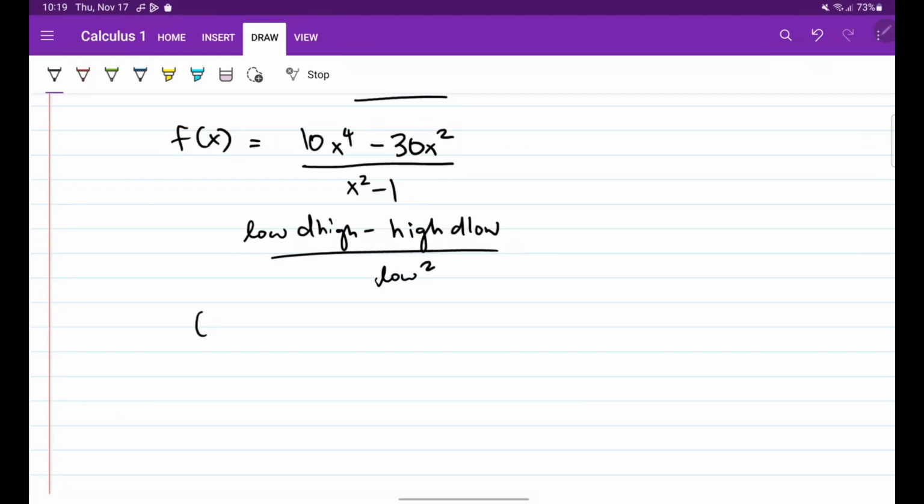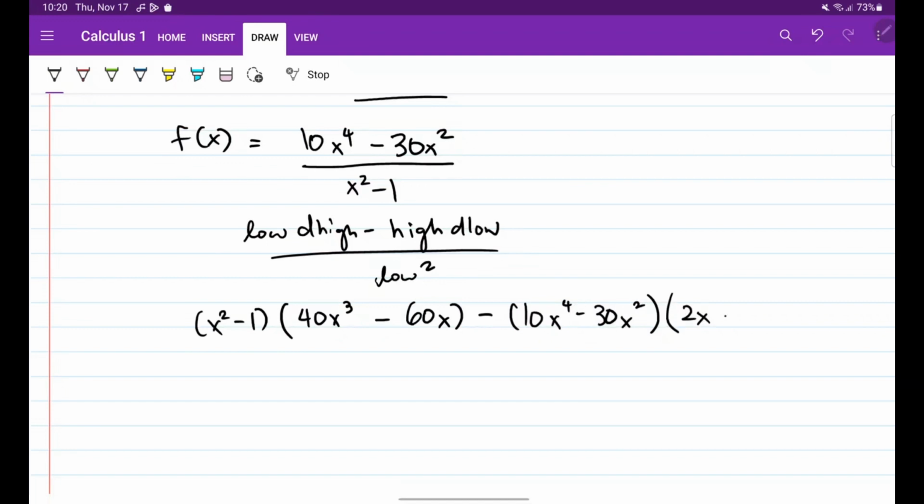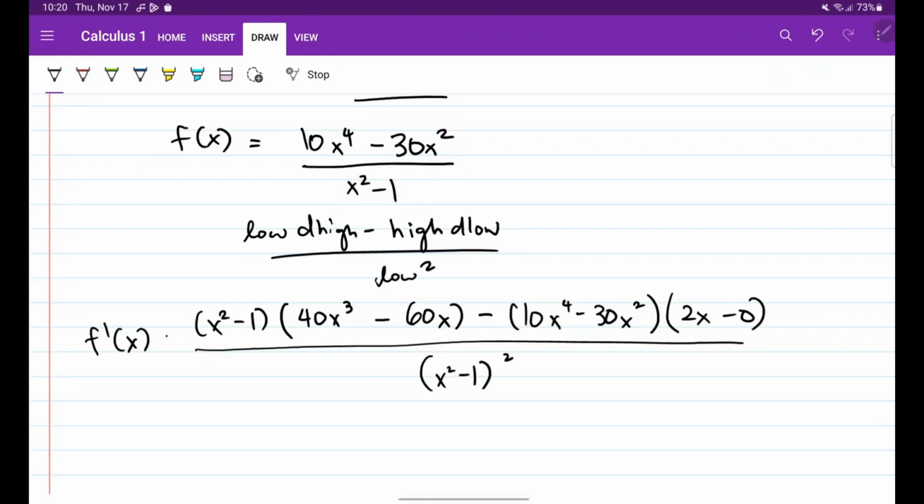Low, so low is just copy x squared minus 1. The high is derivative ng exponent. Is yung derivative ng numerator. No? So this will become 40x cubed minus 60x minus high. So copy natin yun sa numerator. 10x to the fourth minus 30x squared times d low. So this will become 2x minus 0. Okay? All over low squared. So, papahin lang natin, x squared minus 1 squared. No? So, and this is our f prime of x.